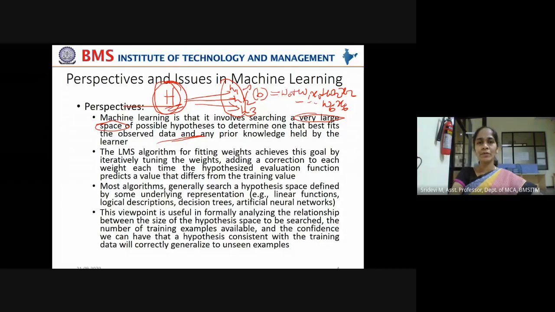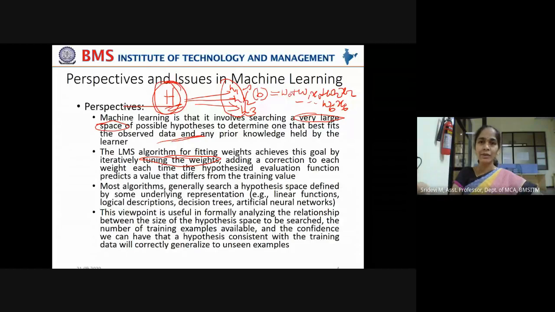And now let us take the example of the LMS algorithm. You know what is the LMS algorithm, right? Least mean squares algorithm, where we are trying to minimize the error of prediction. Okay, so the LMS algorithm for fitting weights achieves this goal by iteratively tuning the weights. This is what I am repeating again and again. It is iteratively tuning the weights.